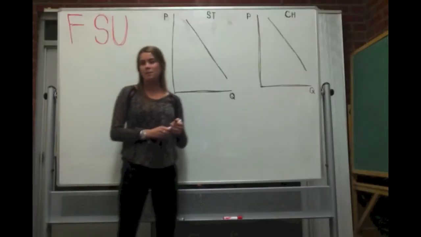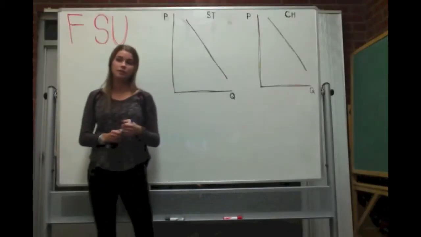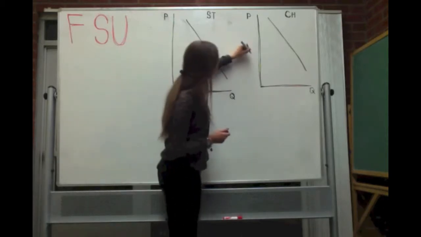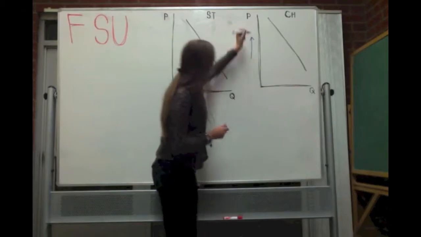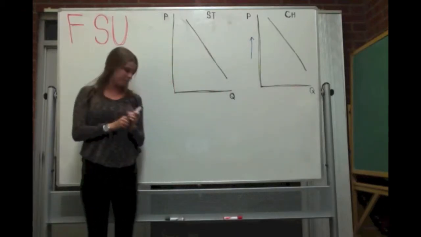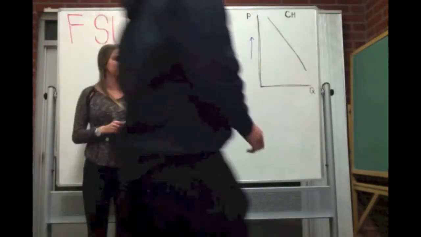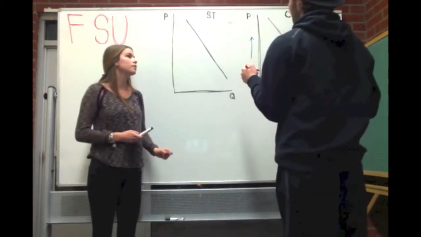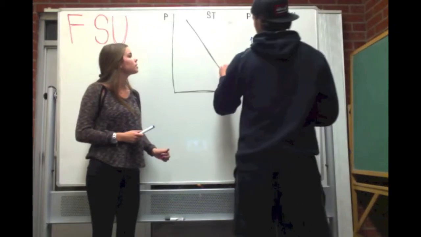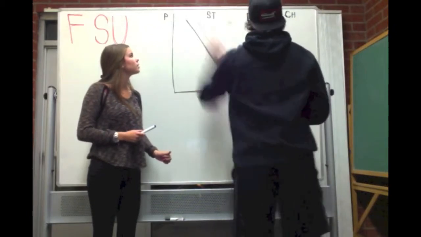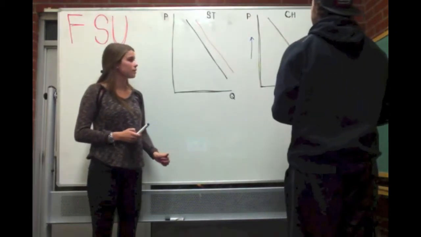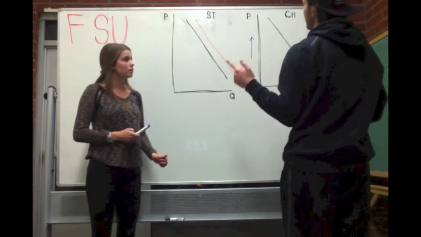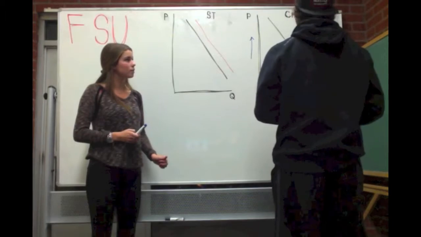Chris, would you like to come up and show how the demand curves shift for chicken and steak? So when the price of chicken increases, what happens to the demand curve for steaks? When the price of chicken increases, the demand for steaks goes up or shifts to the right because they're substitutes. When the price of one substitute goes up, you're going to want to buy more of good two instead of paying more for chicken.